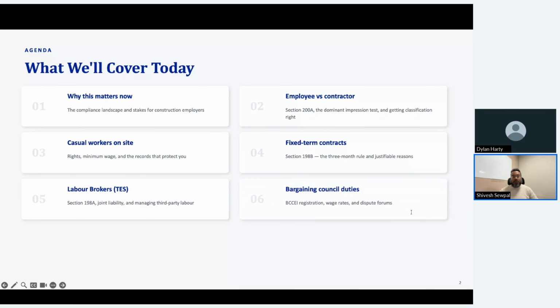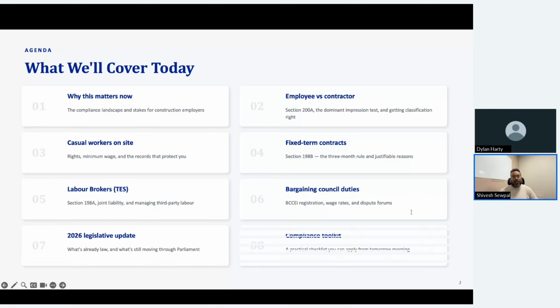bargaining council compliance, particularly the BCCEI, 2026 legislative developments, what is already law and what is still only proposed, and finally, a practical compliance toolkit that you can take back to your business and start applying almost immediately. My aim is to keep this practical and grounded in real site-based scenarios, not just legal theory.